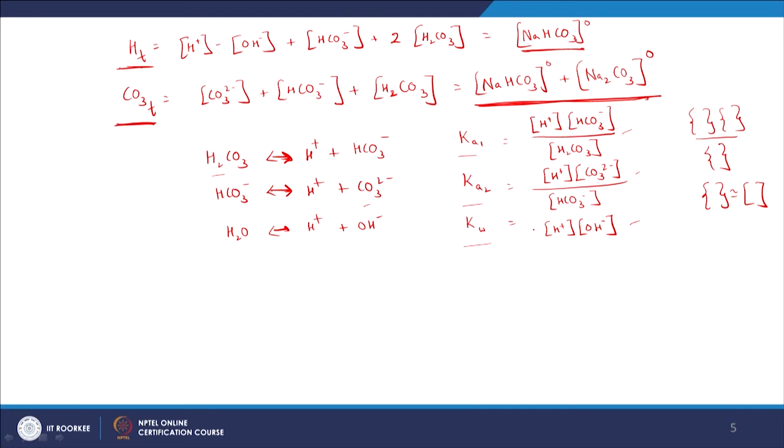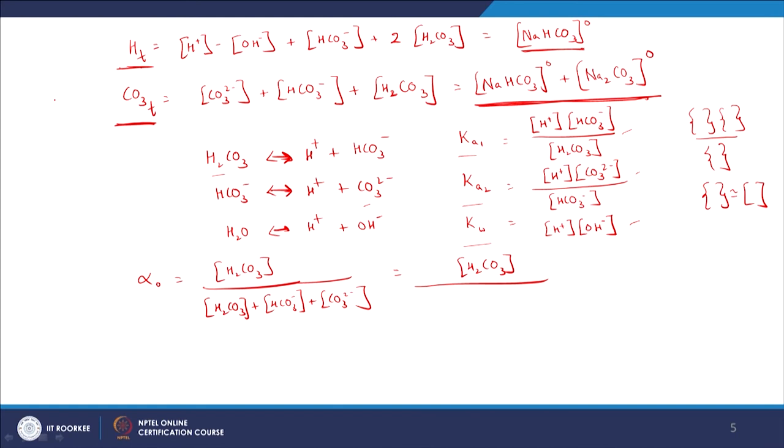As we discussed earlier, when we looked at ionization fractions, they were derived using these 3 equations. So alpha naught is going to be equal to the concentration of H2CO3 over the concentration of H2CO3 plus HCO3 minus plus CO3 2 minus. And what is the denominator equal to? It is similar to this particular variable here, so it is going to be equal to CO3 total, and we are going to use that further.